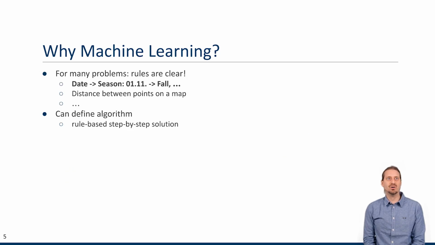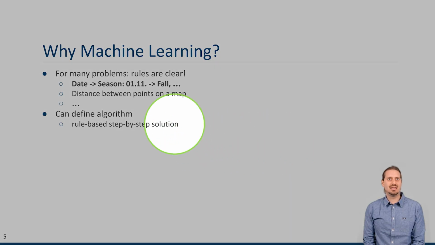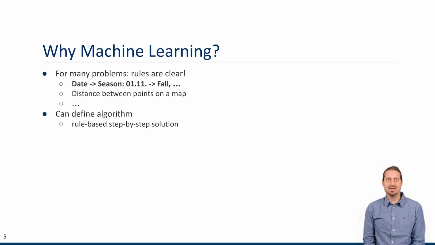Let's make this a bit more concrete. First, let's talk about the normal programming case, because of course there are a lot of problems where this rule-based design works quite well. Let's start with a very simple problem: you are given a date of the year and you want to say which season this is. For example, we give the date 1st of November, and then we can immediately say this is in the fall. If you write this down as a program, it's pretty simple to determine the date ranges and then associate each date range with the season. So this is a clear case where normal programming works really well.